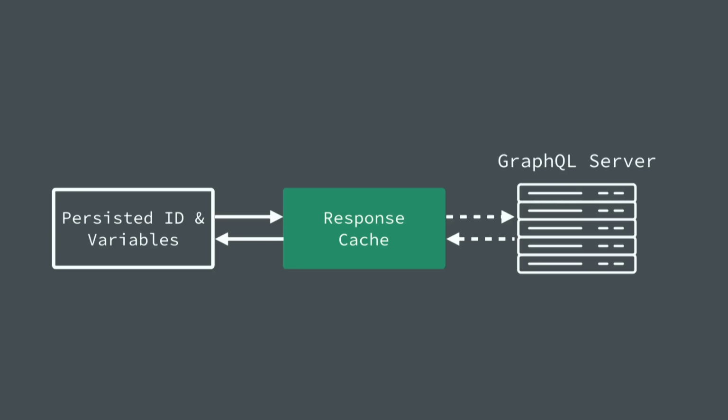So here we'd have a kind of read-through cache where we have a mapping of IDs and variables. We do a stable hashing of those to get a key. If that key is already in the cache, we just use the cached value. Otherwise, we go to the server, get the data, put it into the cache, and then return it to the UI.